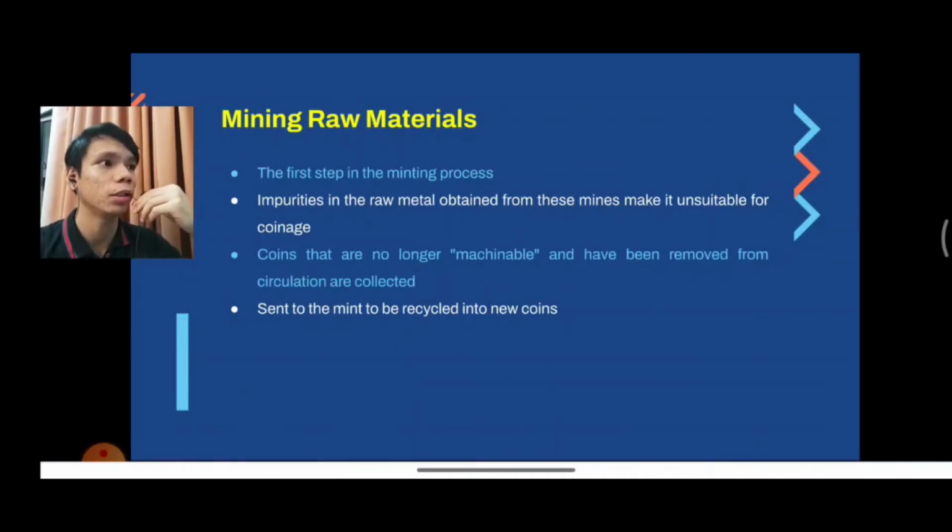Mines in the United States and across the world produce the gold, silver, copper, and other metals necessary. Impurities in the raw metal obtained from these mines make it unsuitable for coinage. The United States Mint employs recycled metal salvaged from several sources in addition to mining ore to produce the needed metal. Coins that are no longer machinable and have been removed from circulation are among these sources. They are sent to the mint to be recycled into new coins.